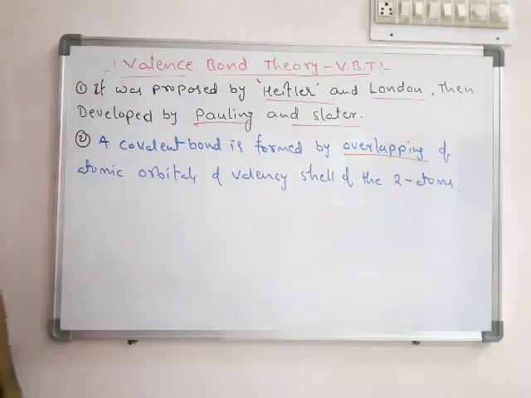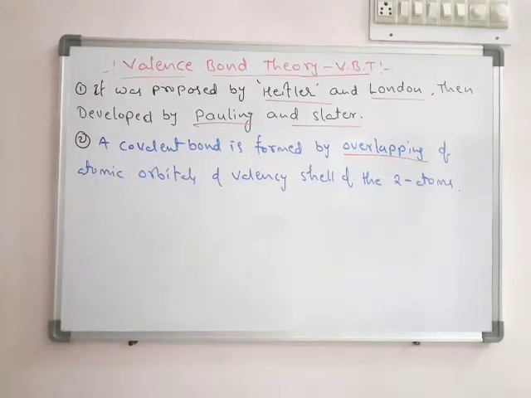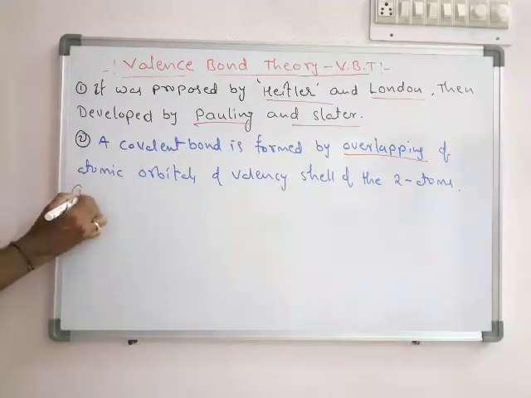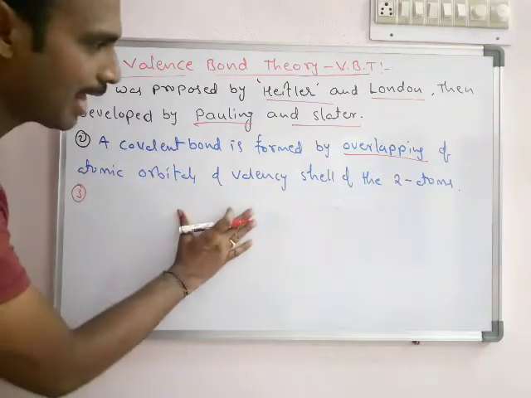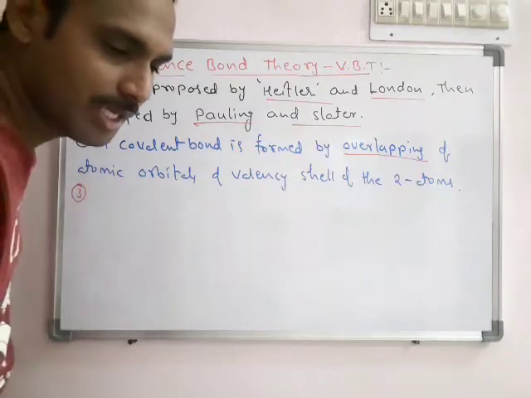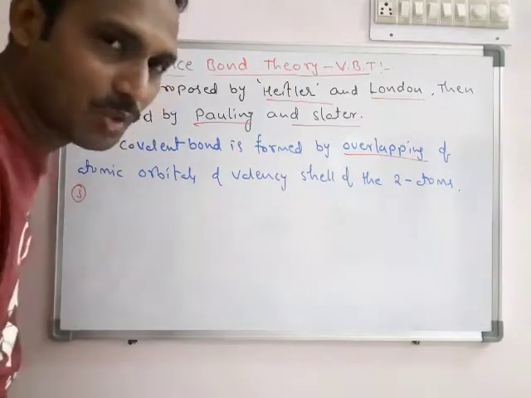The next thing is about electrons. The overlapping atomic orbitals must contain electrons. In general, for a covalent bond to form, the orbitals must contain electrons.